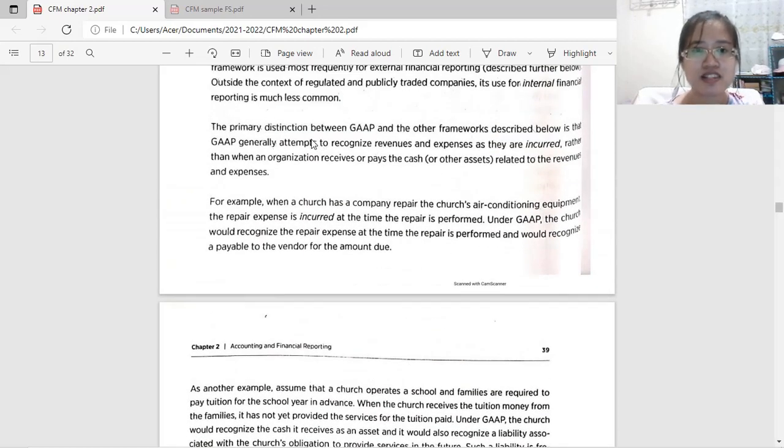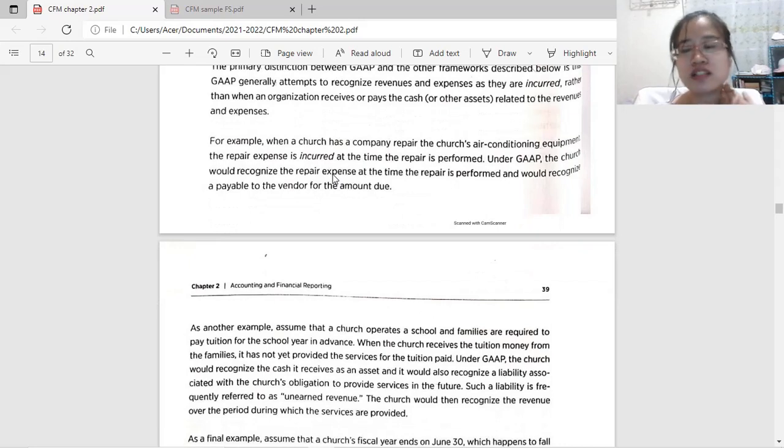Another here, this is the main. Revenues and expenses are recognized as they are incurred rather than when the organization receives or pays the cash. So for example, the tuition was paid at the beginning of the trimester. So it's not yet recognized as revenue because the school is yet to deliver the lessons. It is recognized as a liability. And then as the lessons are delivered, the school would now recognize the income from delivering the lessons.